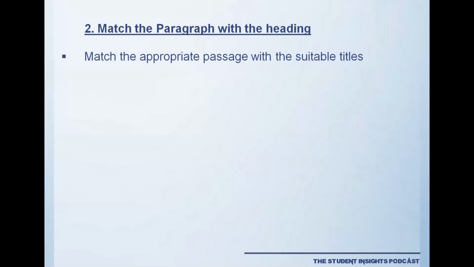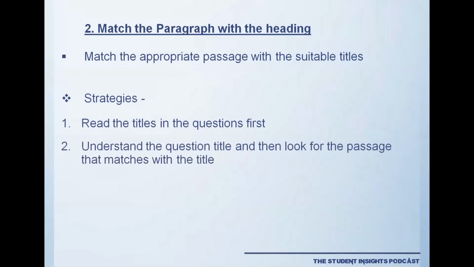So let's move on to the second type of question that comes in the reading test. This one is kind of reverse to the one that we already talked about. In this, you actually have to match the paragraph with the heading. So in this situation, the strategy becomes a little reverse to the one you adopted in the very first type of question. In the first one, you actually read the titles first, then you moved on to the passage.